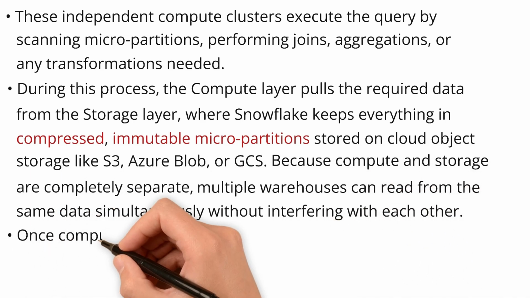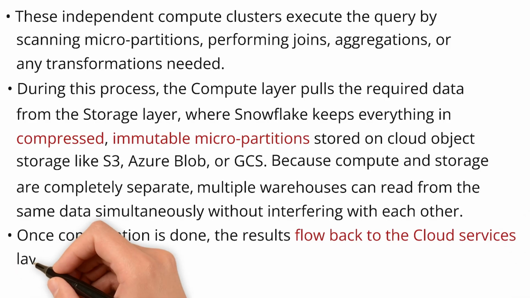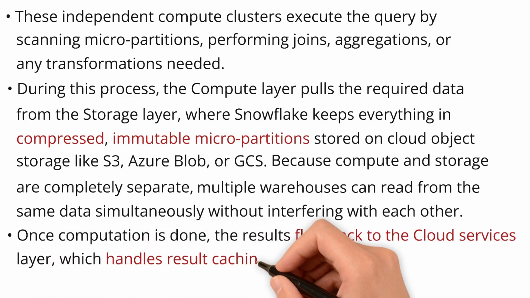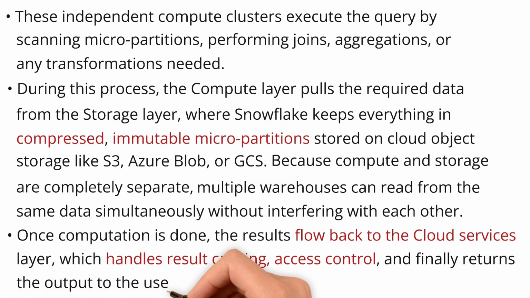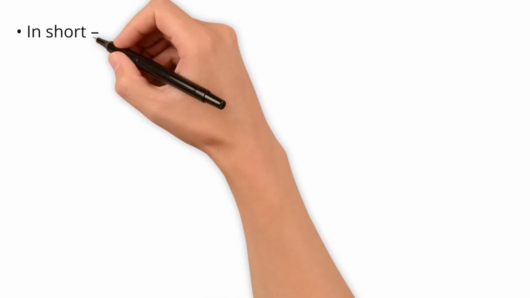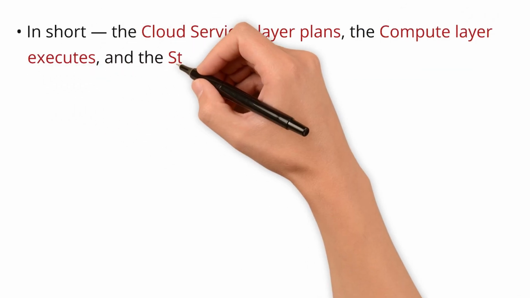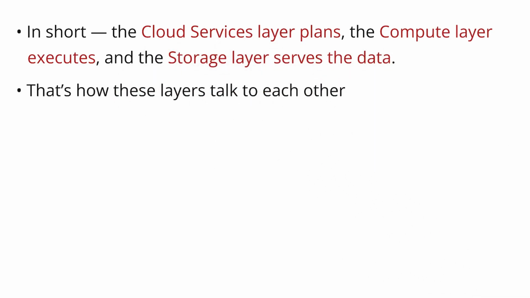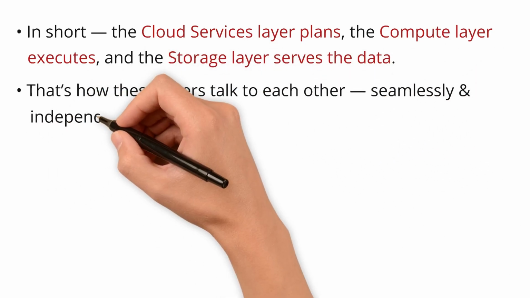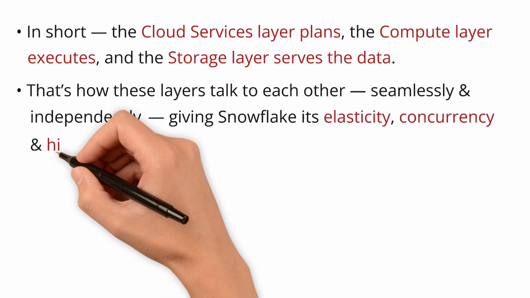Because compute and storage are completely separate, multiple warehouses can read from the same data simultaneously without interfering with each other. Once computation is done, the results flow back to the cloud services layer, which handles result caching, access control, and finally returns the output to the user. In short, the cloud services layer plans, the compute layer executes, and the storage layer serves the data. That's how these layers talk to each other seamlessly and independently, giving Snowflake its elasticity, concurrency, and high performance.